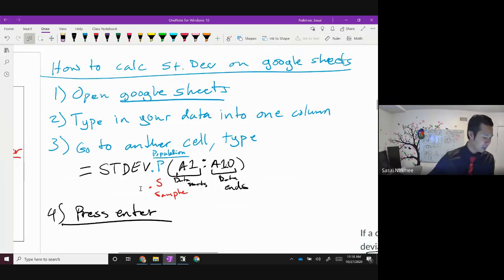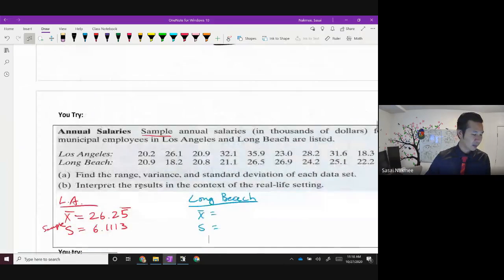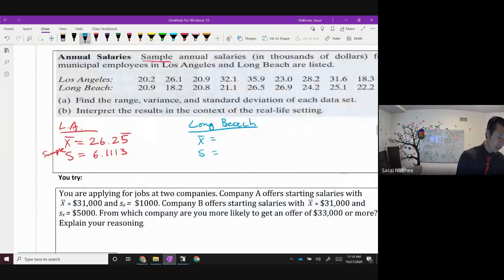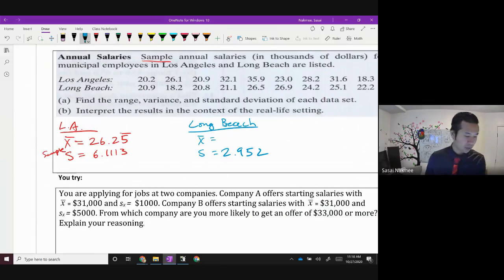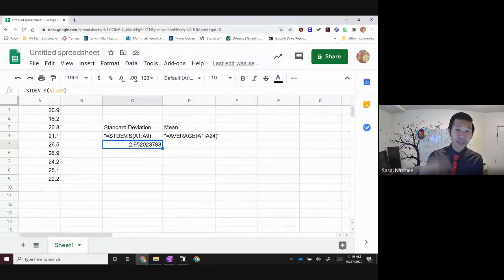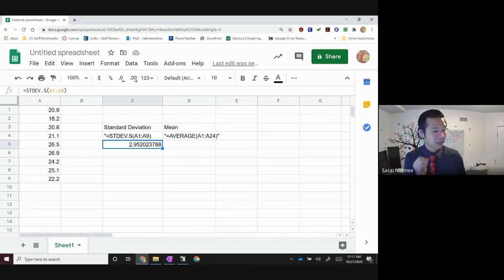And again, this is the sample standard deviation for the city of Long Beach, so I see that this is going to be 2.952. Again, get yourself comfortable with either using Google Sheets or the TI calculator. If you don't feel comfortable with it, practice with this. There's nothing you can do on Google Sheets that will ever cause your computer to explode. You can't mess this up so badly that you broke Google Sheets for everybody. That's impossible. So just get in there and try it, okay?